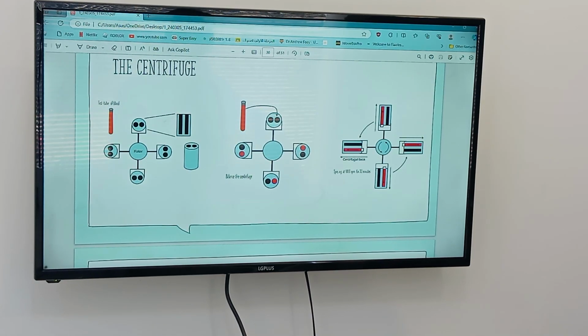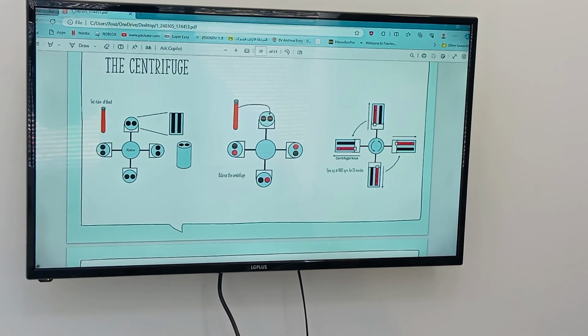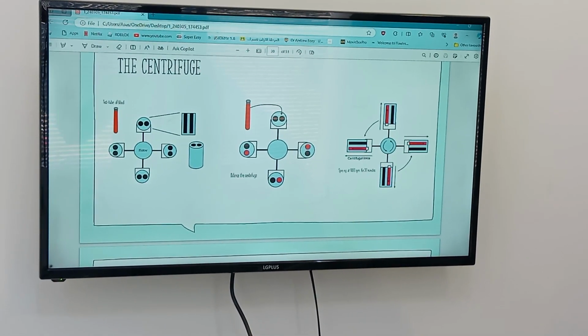How can we get the components of the blood? We can do centrifugation for the blood. Look, the diagram shows the parts of the centrifuge, the rotator, and this area to put the test tube on.